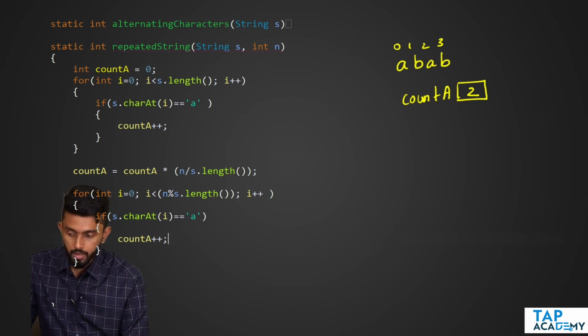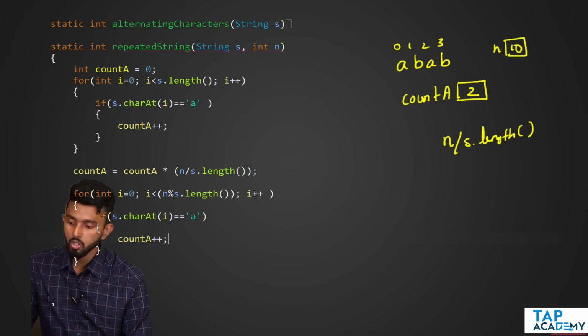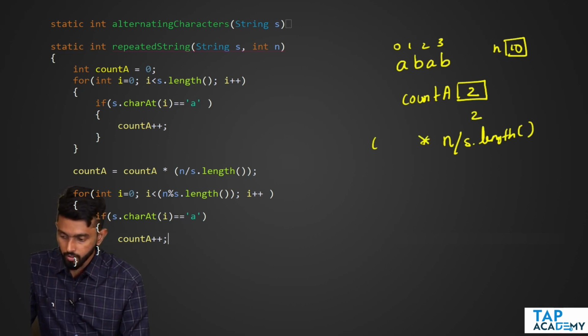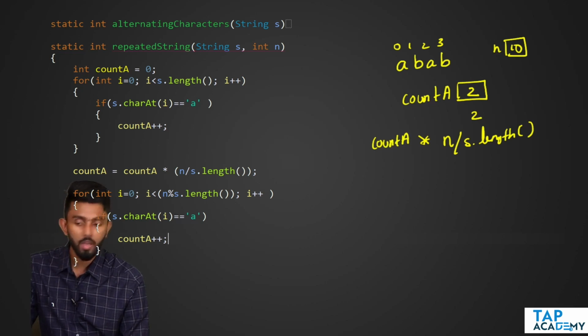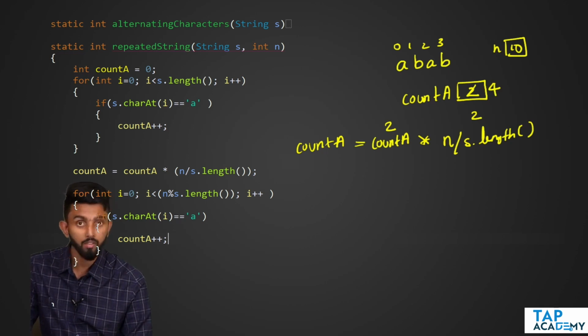Then I calculated how many times I should repeat this string. So how did I calculate that? I took the n value, which is 10, and divided it by the size of my string, s dot length. So obviously this is going to give me a value which is 2. Now I multiplied that with my existing count and stored it back inside count A. I know this is 2, and 2 into 2 will become 4. So I know 4 A's are there if I repeat it.